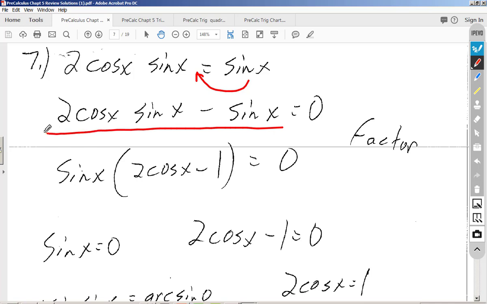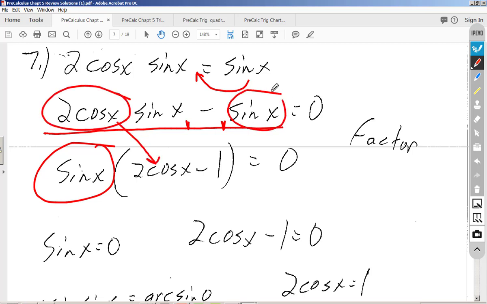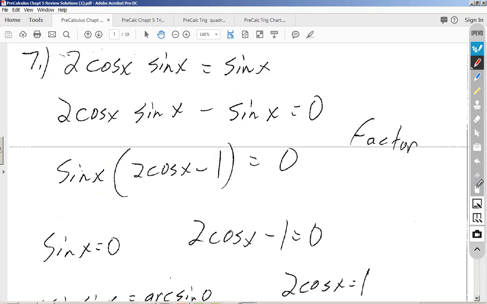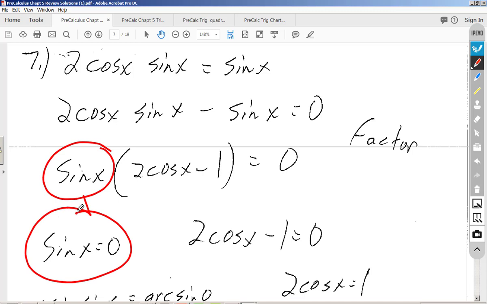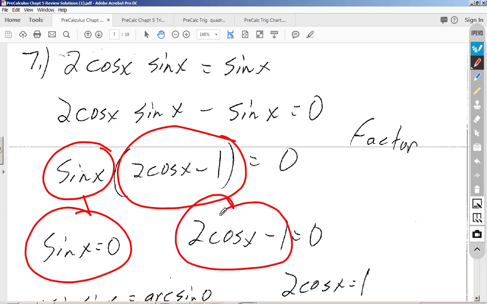So when I do that, I get 2 cosine of x sine of x minus sine of x equals 0. Now I notice that in my two terms here, there's a common sine of x that I'm going to take out. So I take the sine of x out, and I'm left with 2 cosine of x, and when I take it out of this side, I'm left with minus 1. So now solving equations, once I'm done factoring, I take each factor and set it equal to 0 and solve them individually. So I got sine of x equals 0, and then I also have 2 cosine of x minus 1 equals 0.